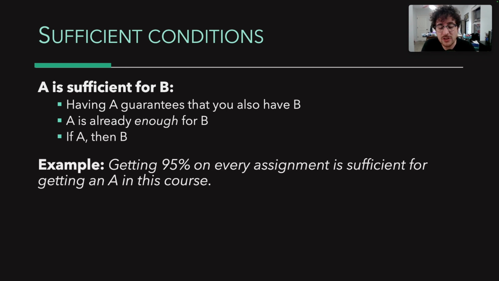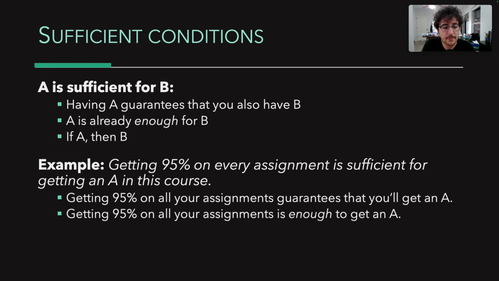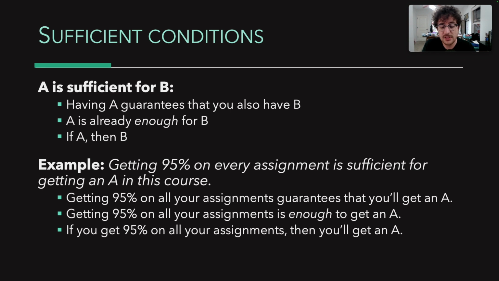Now, all those are different ways of saying that one thing is sufficient for another, and an example of this is in this class, well, getting a 95% on every assignment would be sufficient for getting an A in this class when you look at the syllabus, the way things are set up. So getting 95% on all your assignments would guarantee that you get an A. Getting 95% on all your assignments, well, that would be enough to get an A. And if you get 95% on all your assignments, then you would get an A.